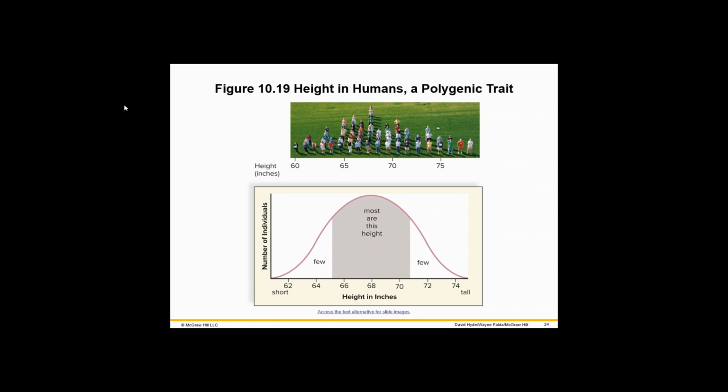Polygenic traits do not follow the patterns of Mendelian inheritance. Many polygenic traits are influenced by the environment and are also multifactorial. Height is a very good example. It's controlled by at least 3 genes with 6 different alleles. So if you're dominant for all of the alleles for height, then you would be very tall.